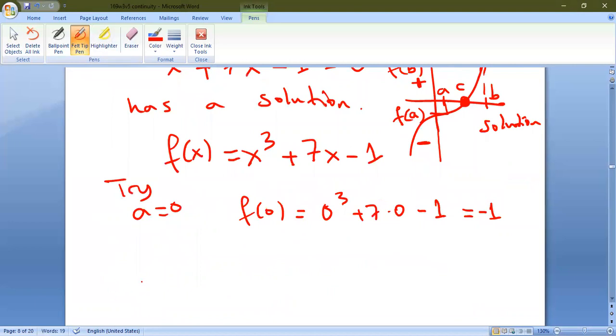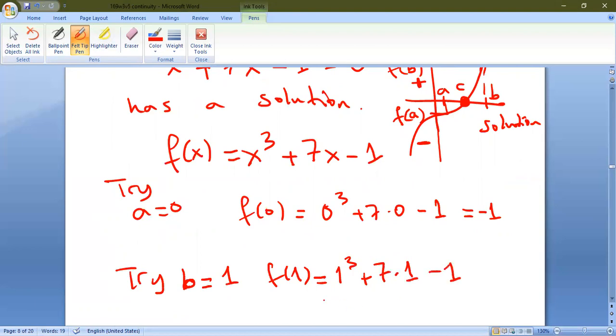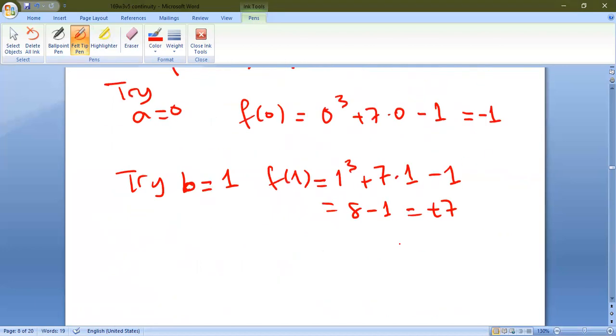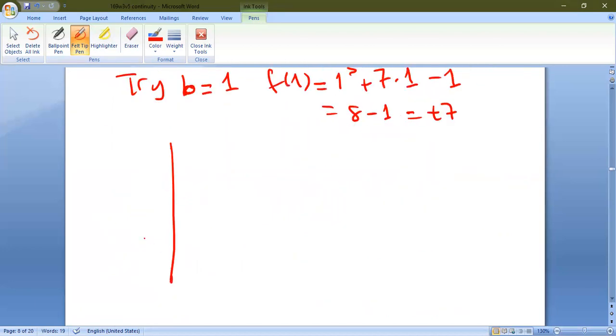Now let's try b equals 1. What is f of 1 going to be? 1 cubed plus 7 times 1 minus 1. What's going to happen here? 1 minus 1 plus 7, that's 7. So, let's try sketching what's going on here. 0 is mapped to minus 1. 1 is mapped to plus 7.